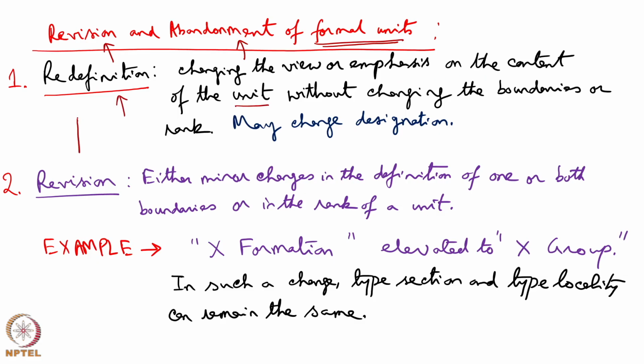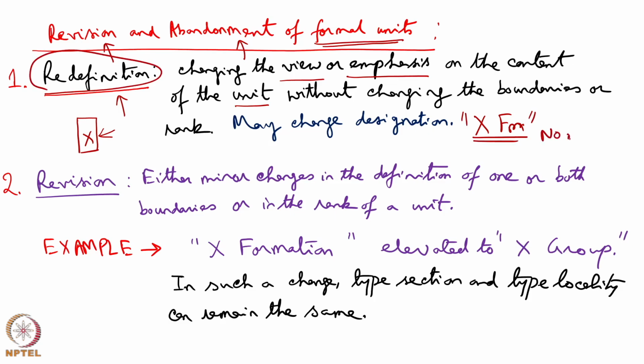Suppose a unit X has been defined, it can be X formation, but later it is found that X formation is okay, but the basis on which X formation was defined, the view or the emphasis, has to be changed. X formation remains as it is, but the definition of X formation has been changed, that is known as redefinition. So, no change in name happens.